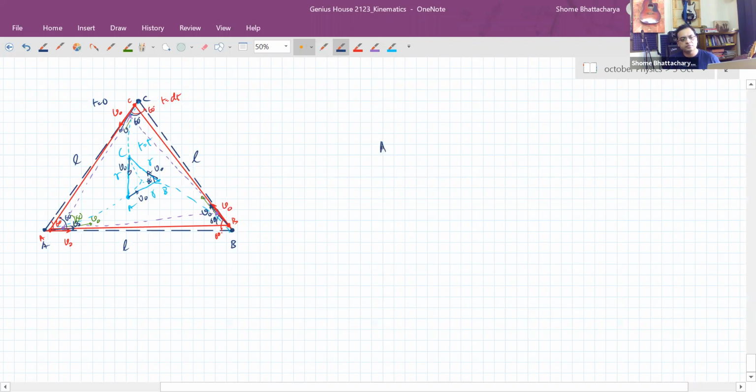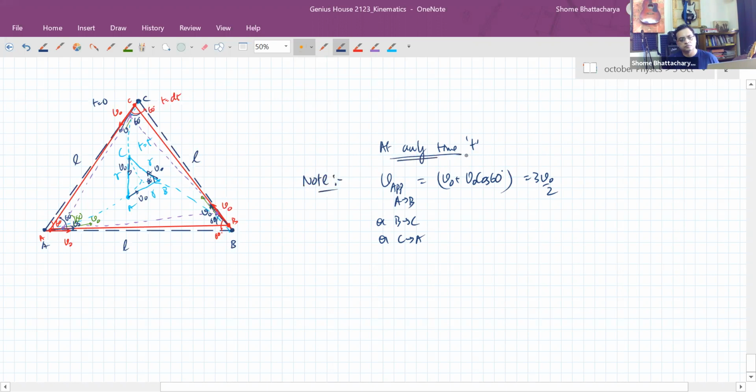So at any point of time, the approach velocity of A towards B, or B towards C, or C towards A is having the same relationship. It is V0 plus V0 cos 60. It is 3 V0 by 2. So this approach velocity is a uniform approach velocity.